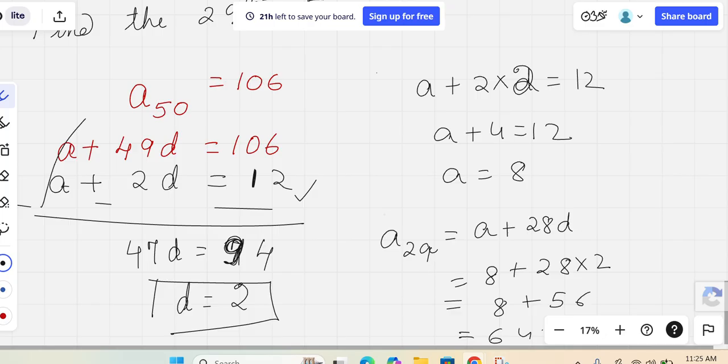Was it difficult? Did we do similar questions, kids? Ma'am, so we don't need to use an equals a plus n minus 1 into d? We can use that. Wait 1 minute.